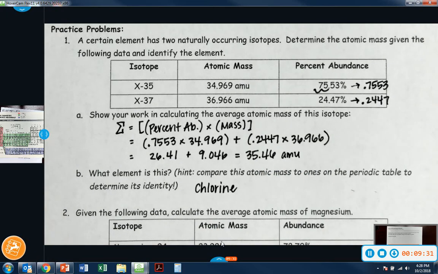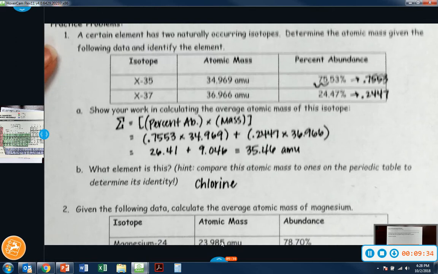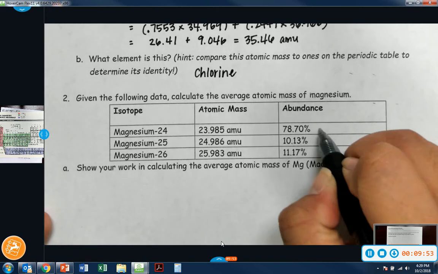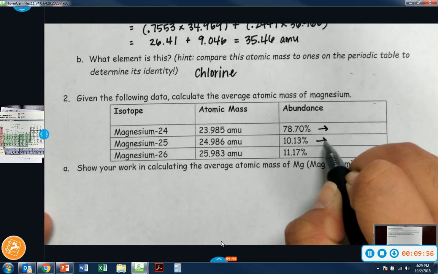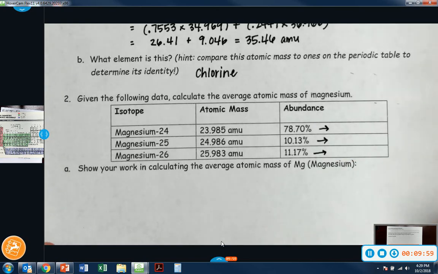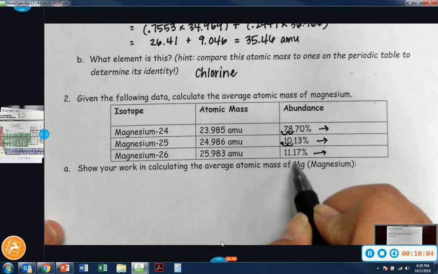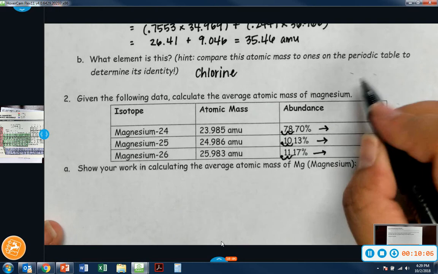Alright, so let's go ahead and take a look at number 2. Again, given the following data, calculate the average atomic mass of magnesium. Show your work in calculating the average atomic mass. Of course, the very first thing we're going to do is convert our percent abundance into decimals. Remember, you either divide by 100 or you move your decimal place over to the left 2 times. So 1, 2, 1, 2, 1, 2 for each of those percent abundances.